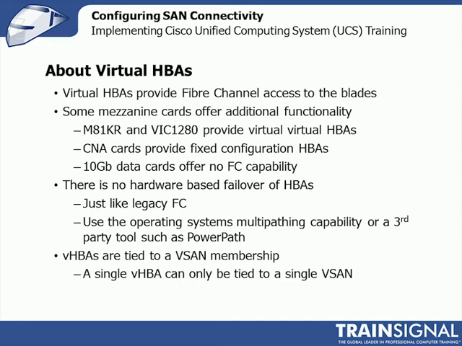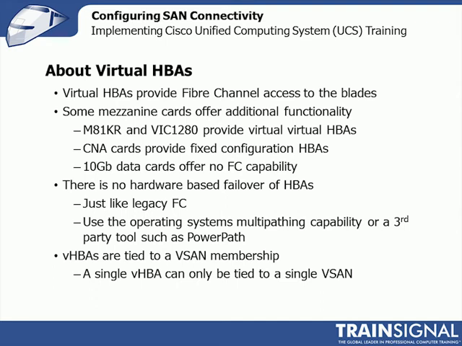And then it's up to the multipathing in the OS to figure out what to do. So there's nothing else that you really need to configure. It's just going to be up to the OS. So it's just like any other traditional Fibre Channel configuration. vNICs can fail between fabrics. Virtual HBAs do not. And virtual HBAs, as I said earlier, are tied to a single VSAN membership.